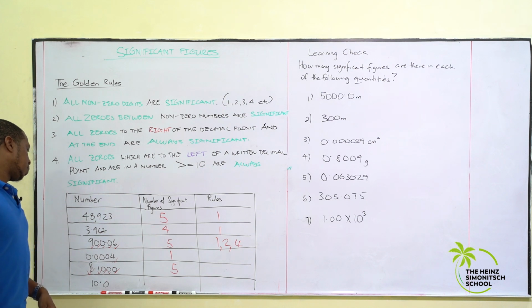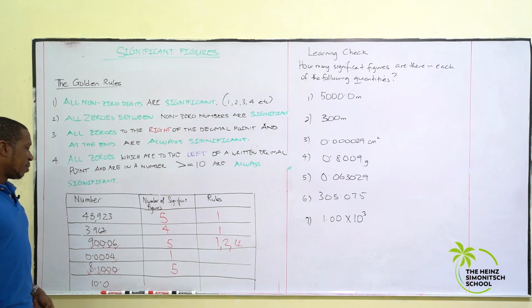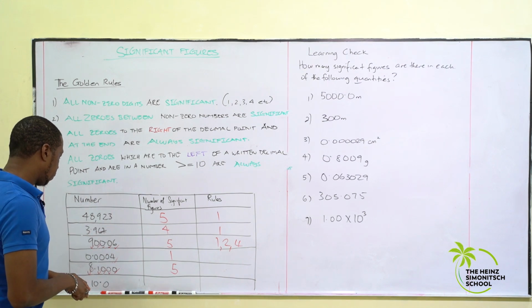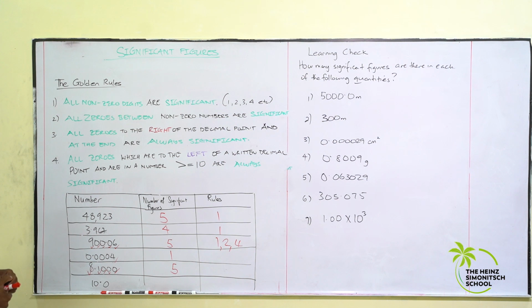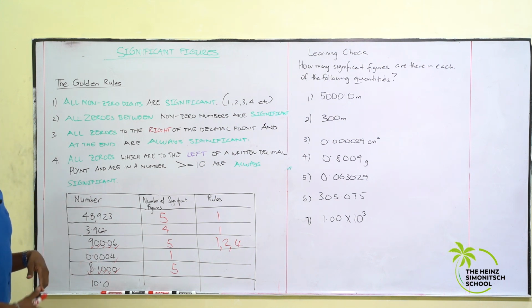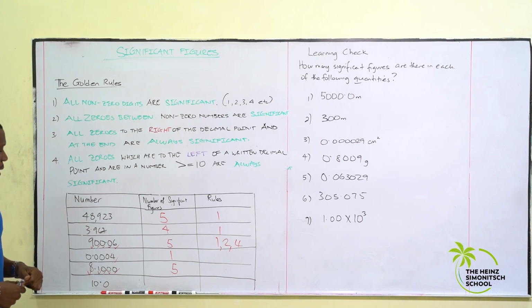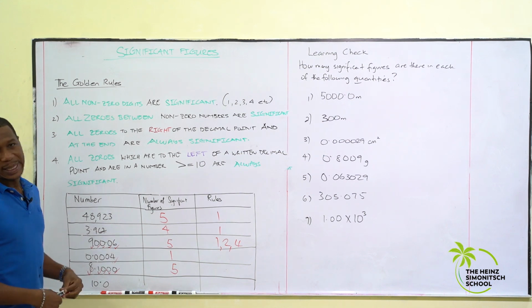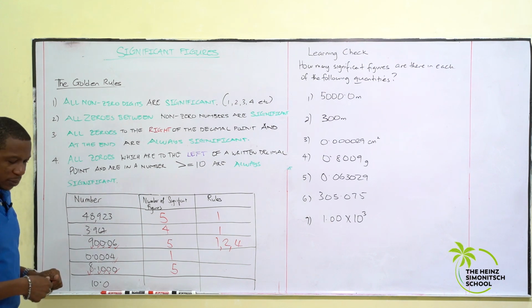Let's look at the last one, 10.0. How many significant figures are in this number? Is it 1? Is it 2? Is it 3? There are actually 3 significant figures in this number. Which one of those rules does that govern?